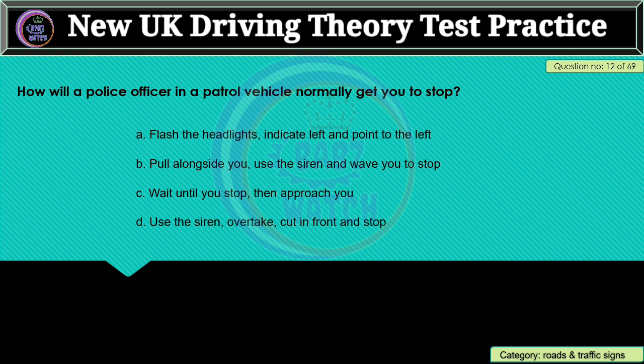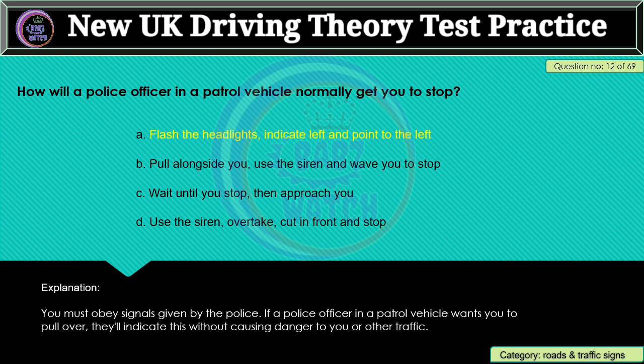Question 12 of 69. How will a police officer in a patrol vehicle normally get you to stop? A. Flash the headlights, indicate left and point to the left. B. Pull alongside you, use the siren and wave you to stop. C. Wait until you stop then approach you. D. Use the siren, overtake, cut in front and stop. The correct answer is A. Flash the headlights, indicate left and point to the left.